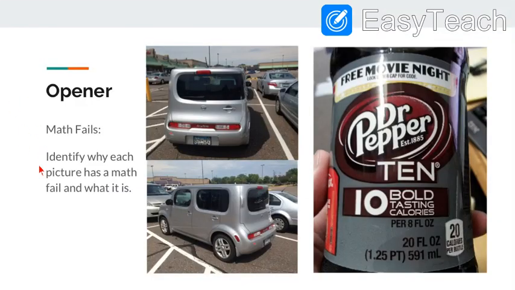This was our opener. We did this on Canvas. You'll look at each of these two pictures and figure out what math fails each one has, and you'll post it in there.